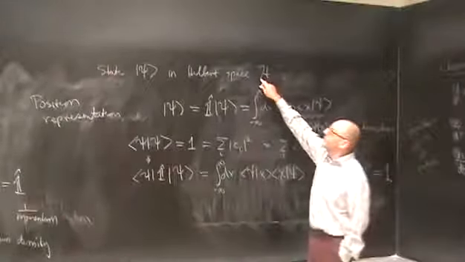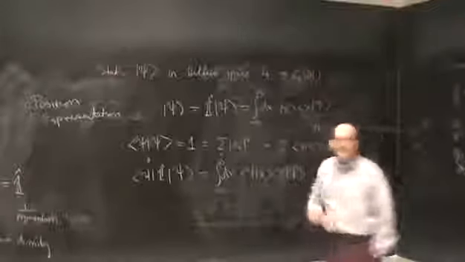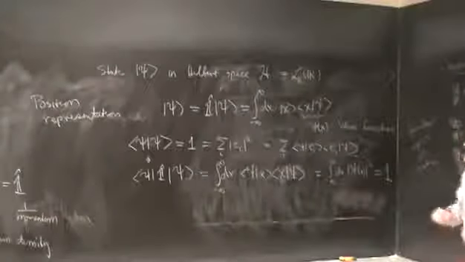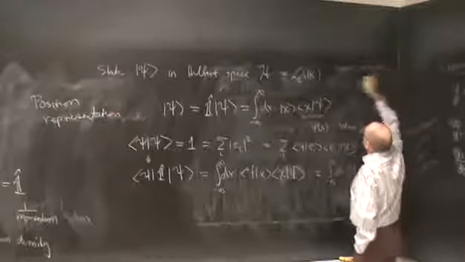So this Hilbert space has a technical name. That Hilbert space is called L2 over R. That Hilbert space is the space of square normalizable functions.